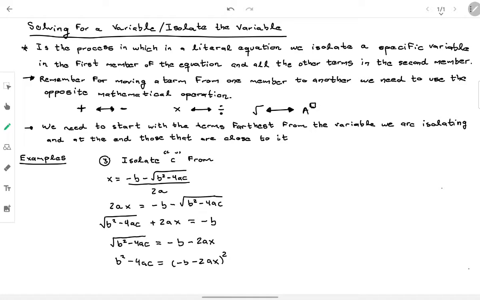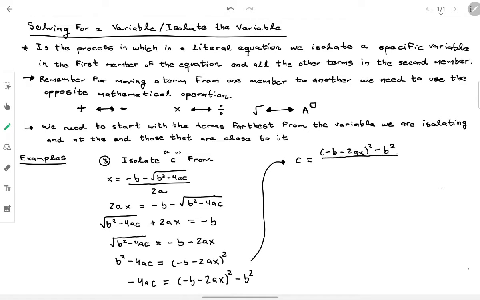What happens after that? The V squared is positive, so we can send it to the other side as a negative, and it's going to be minus (B minus 2AX) all of it squared, minus B squared. So after that, we can continue. What happens? We are missing the minus 4A that is multiplying the C. So we can now isolate the C, and it's going to be minus (B minus 2AX) all of it squared, minus B squared, all of it divided by minus 4A.